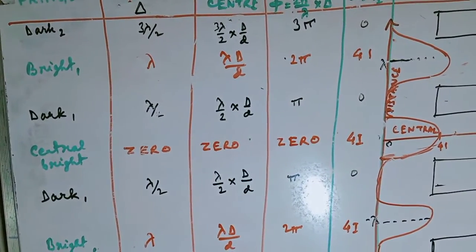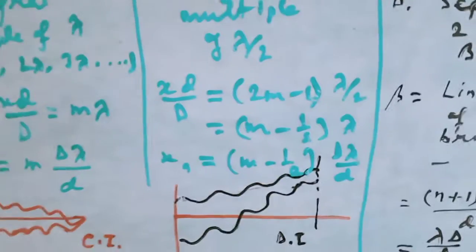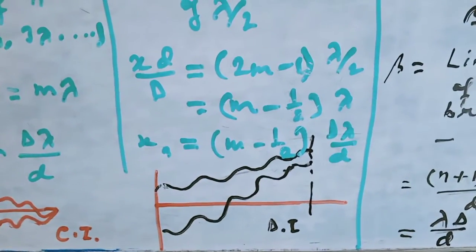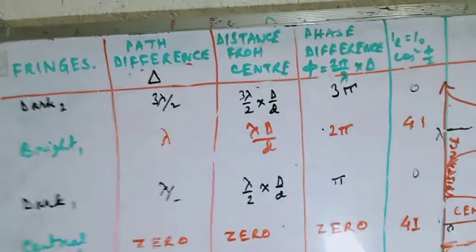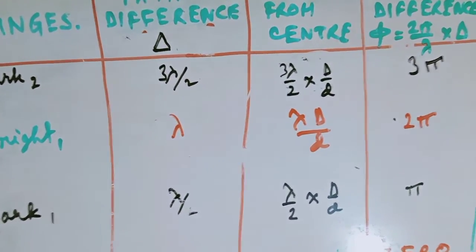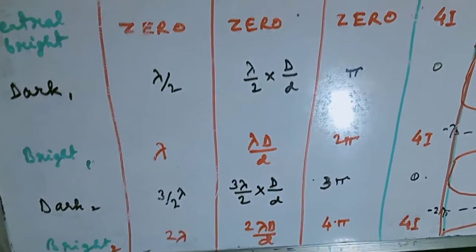Similarly, in the upward region, for the second dark spot, the value of m will be 2. That will give you 2 minus half, that means 3 by 2 into D lambda by d. So for the second dark spot, the distance from the center is 3 lambda D by 2d.